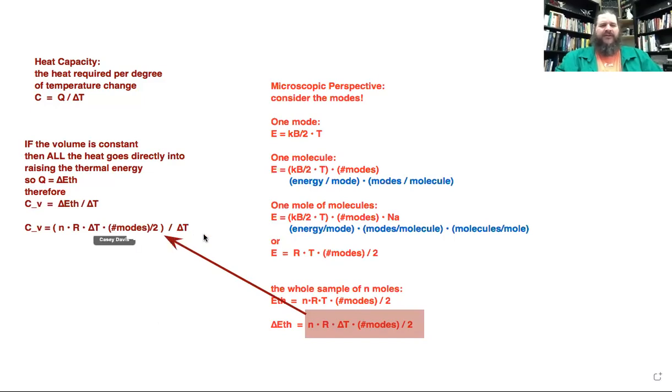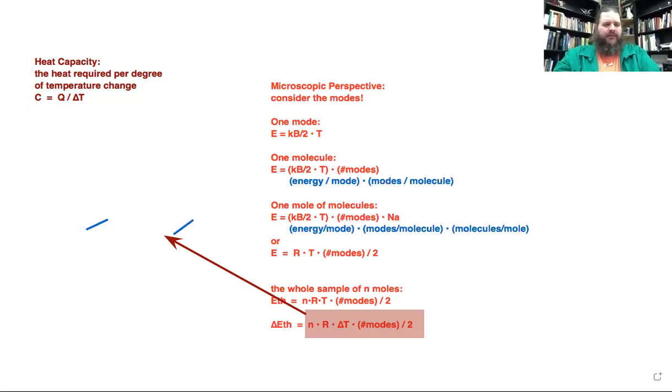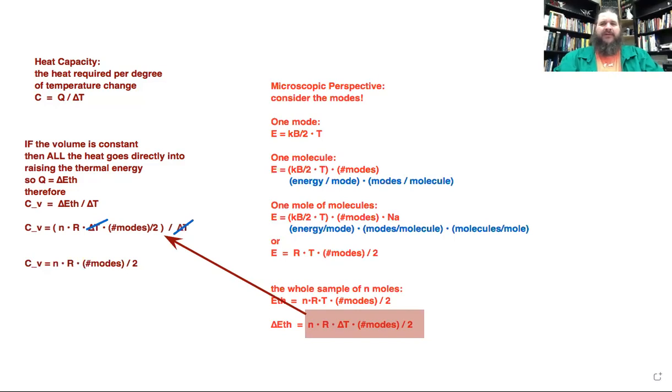When we simplify that fraction though, what's going to happen? The delta T's will cancel each other. Yeah, exactly. We've got a delta T in the numerator and a delta T in the denominator, so those cancel out. And we're left with C_V equals N times R times number of modes over 2. So that's a very convenient formula for the heat capacity of an object. As long as you know the number of modes and how many moles there are, you just multiply number of moles in the substance times ideal gas constant times number of modes per particle divided by 2.